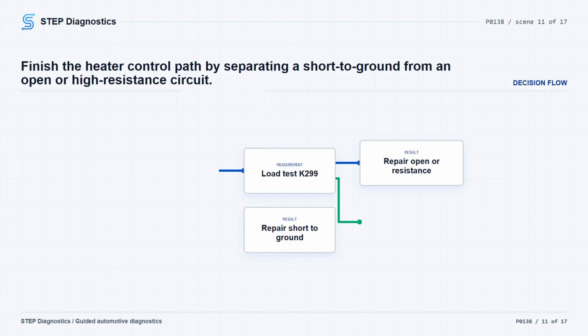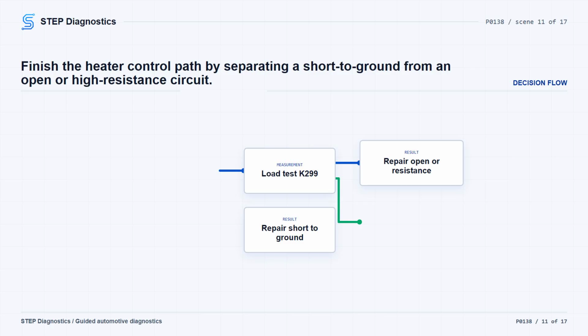Connect the DVOM negative lead to a known good ground and probe the circuit at the component connector. There should be no continuity between that circuit and ground. If there is continuity, repair the short to ground, then verify the repair and confirm the code stays gone. If it passes, load test the heater control circuit for open or high resistance.